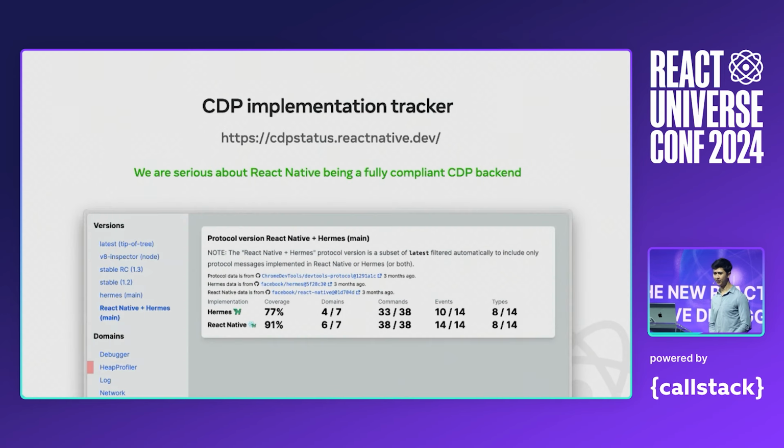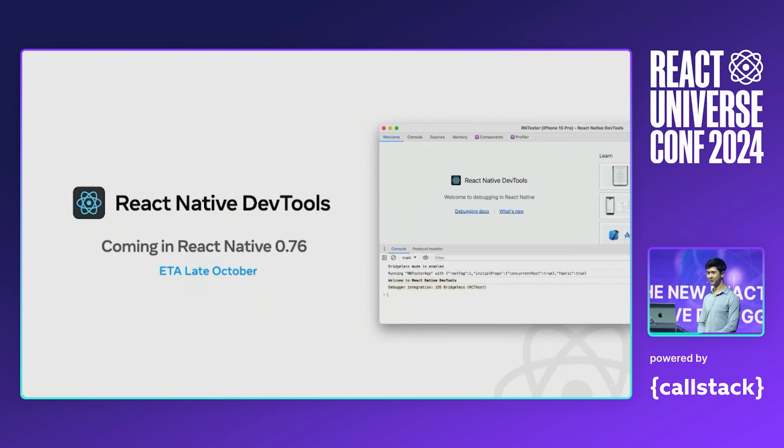And this work is ongoing. We care about React Native with Hermes one day supporting all of the protocol. So we published a website, links to our codebase, where you can see the real-time progress of our CDP coverage. So that's React Native DevTools, coming as stable in React Native 76. Our estimated date for the release is late October, and you can try it from next week with RC0.